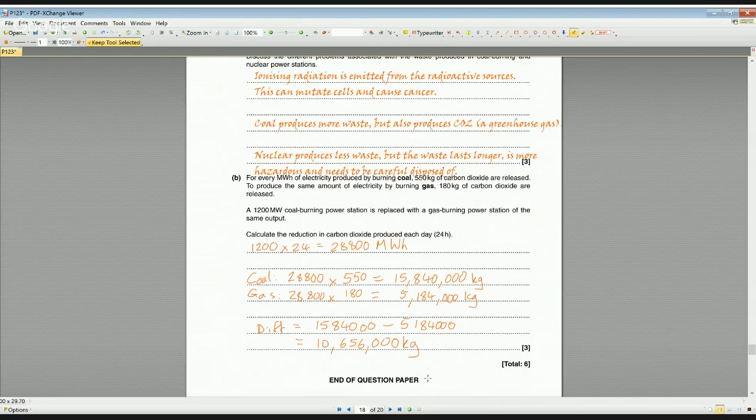Okay, so that brings us to the end of this paper walkthrough. It's taken us almost exactly an hour, and obviously I've spent more time talking through and explaining things than doing in an exam hall. So you can see how this can be completed in an hour.